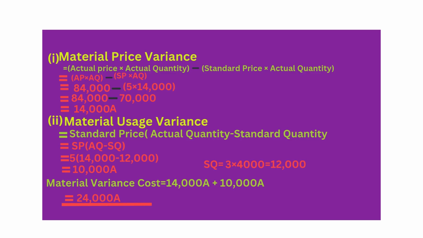So now, going back to our example, we are required to calculate the material cost variance. We say material cost variance is equal to material price variance plus material usage variance. So we get 14,000 adverse plus 10,000 adverse, which gives us 24,000 adverse. And that's how to calculate material cost variance.